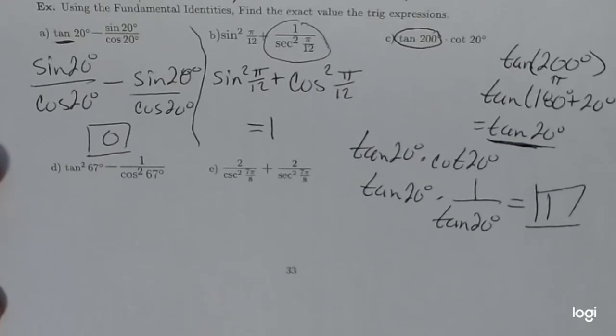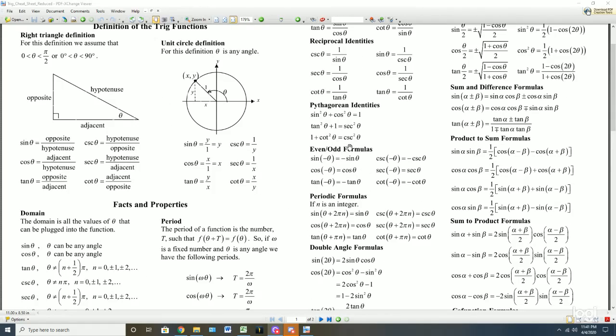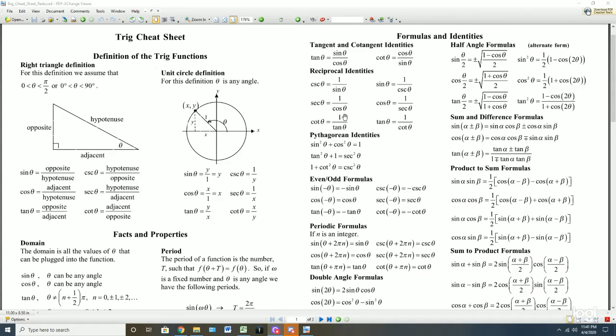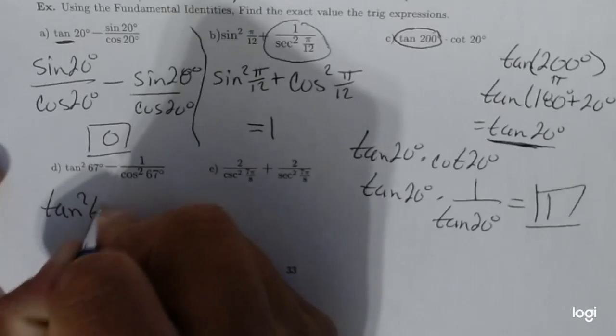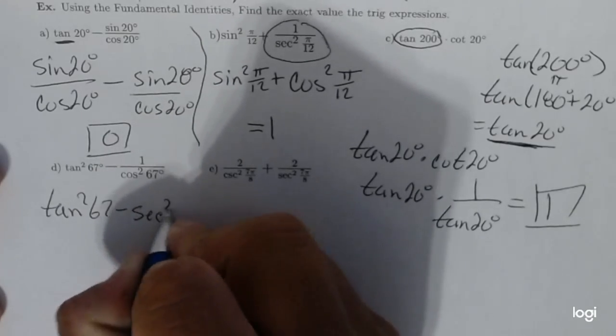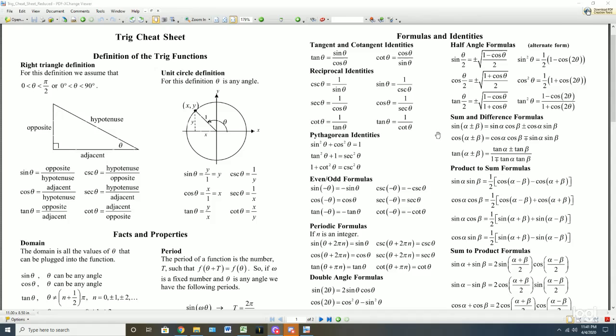Okay, so this is tangent squared of 67 degrees minus 1 over cosine squared of 67 degrees. Well, since we have the tangent and the cosine here, let's go back to what we have. Well, we do know that 1 over cosine is secant. So since it's squared, this whole portion is going to be tangent squared of 67 minus secant squared of 67 degrees, right? And going to our properties here, we have one very special one here.